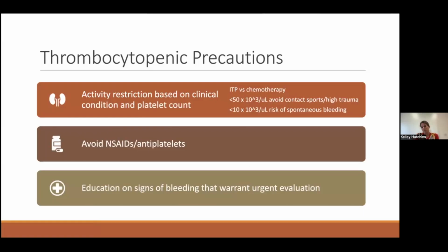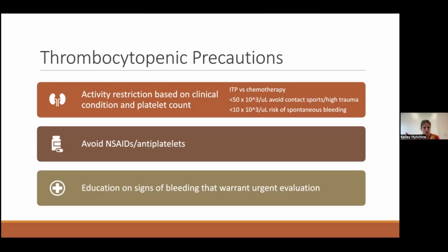So they do need activity restrictions depending on the clinical condition and their platelet count. It is going to be a little bit different based on if you're getting chemo and you have low platelet counts versus you have ITP. And your patients are also going to be very different, right? Many of you who've maybe seen patients with ITP, they're typically very active, right? They want to ride horses, or whatever thing that can cause head injury.